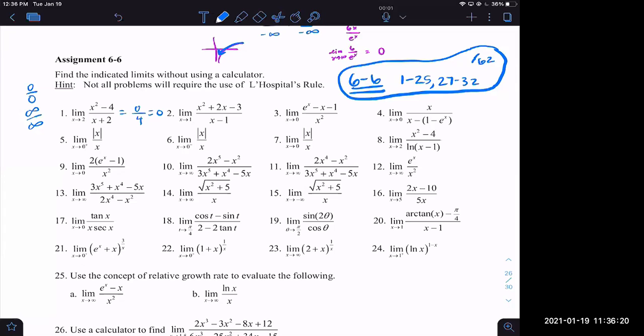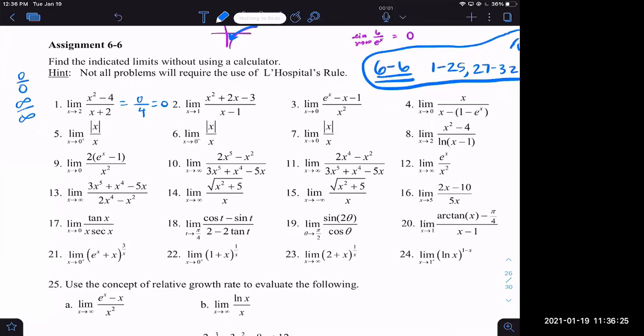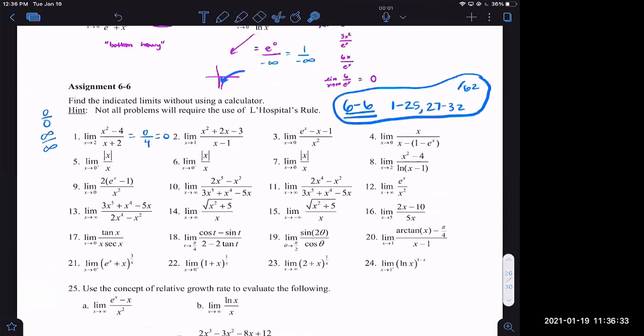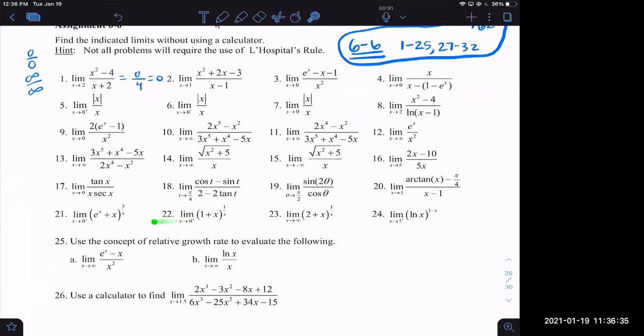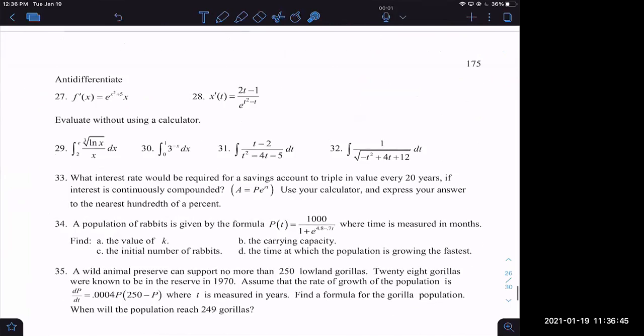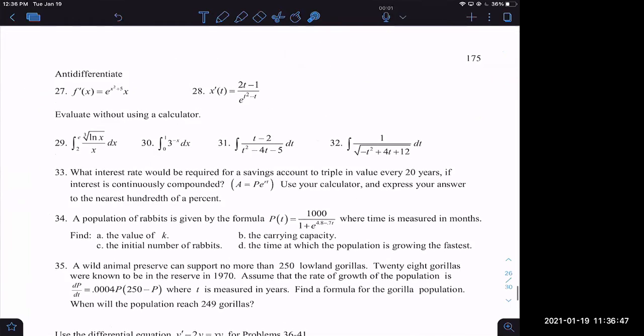You'll notice questions 5, 6, and 7. Those are just a review. It's the exact same question, the exact same function. You're just either approaching 0 from the positive side, negative side, or 0. So it's also just a big review of limits that we've done before. This row here, 21 through 24, it's like our last couple examples where you're going to have to take natural log to bring the power down. And then 27 through 32 are just a couple review questions.